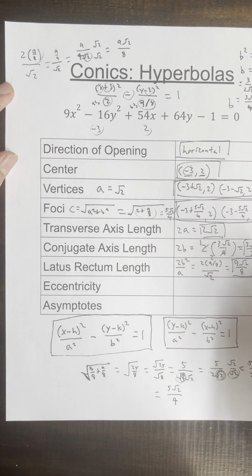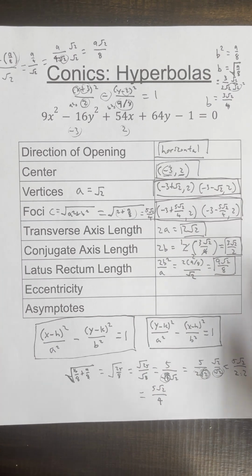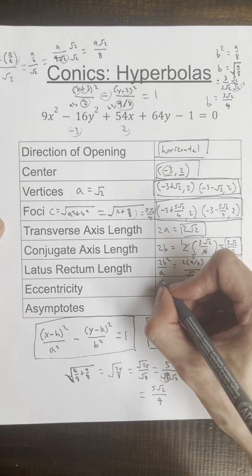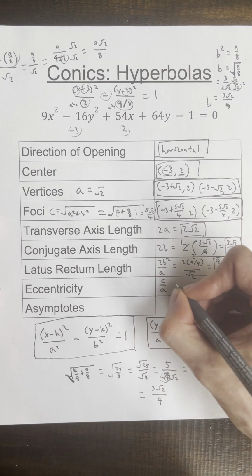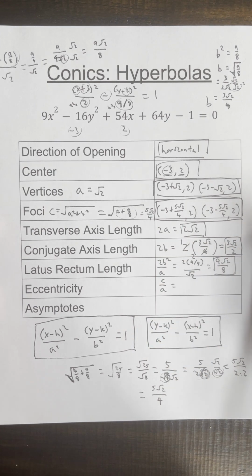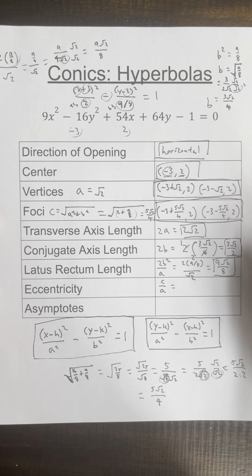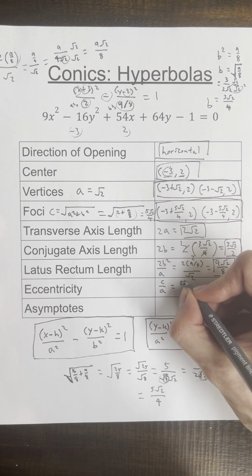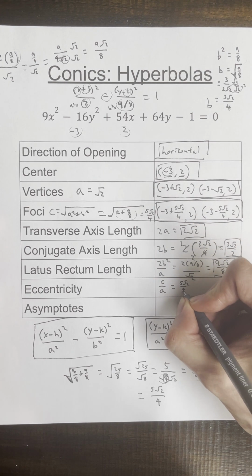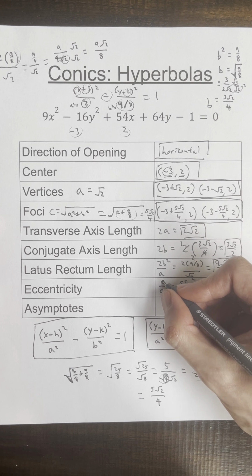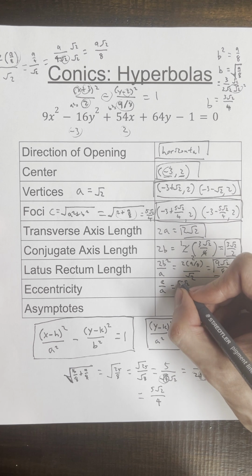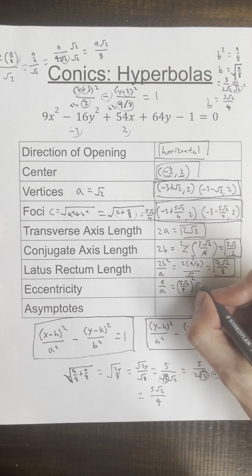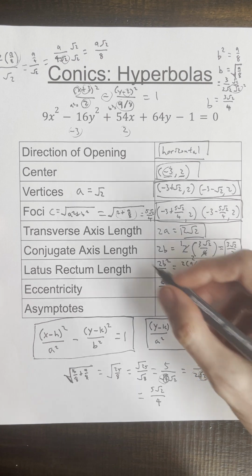What was the formula for eccentricity? C over A. Okay, and what was C again? 5 root 2 over 4. Okay, and then C divided by A. So I don't have enough room here, I'll just put a divide by sign. And then A was root 2.